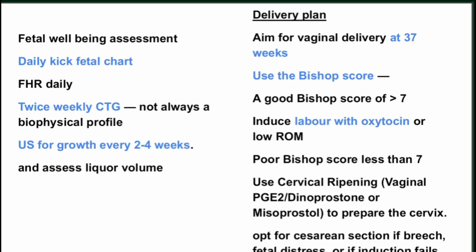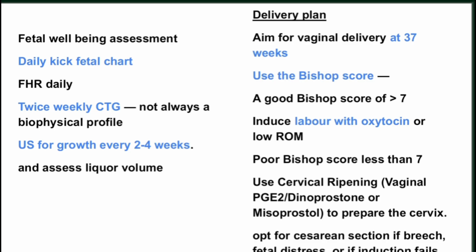So our delivery plan, we aim to deliver at 37 completed weeks using the Bishop score, and a good Bishop score of greater than 7. We're going to induce with oxytocin, or we're going to rupture the membranes. With a poor Bishop score less than 7, we're going to use cervical ripening using prostaglandin E2 and misoprostol to prepare the cervix. If induction fails or there are any other obstetric indications such as fetal distress or breech presentation, we quickly take the patient for cesarean section.